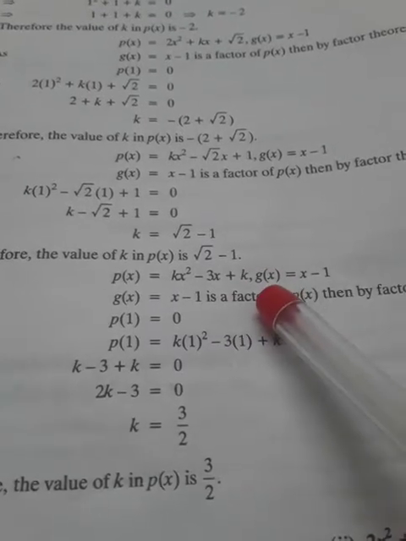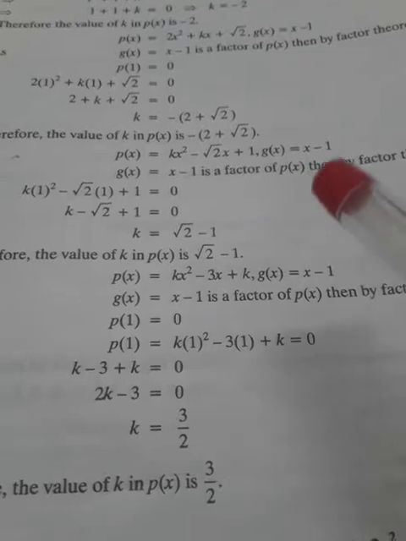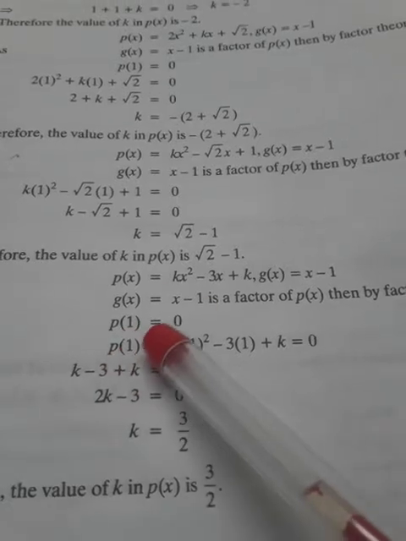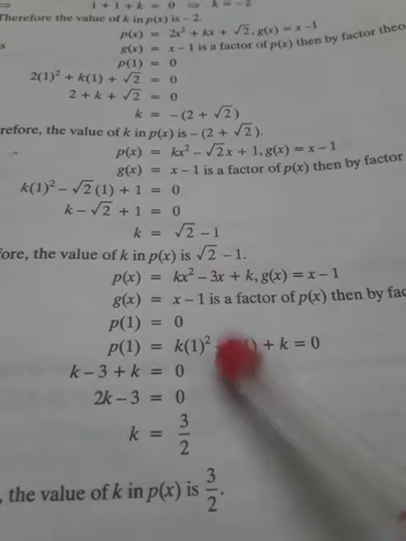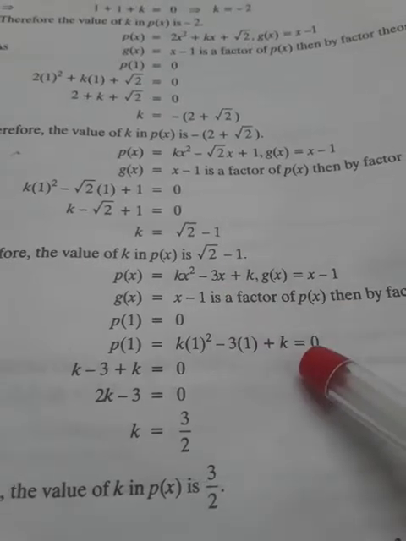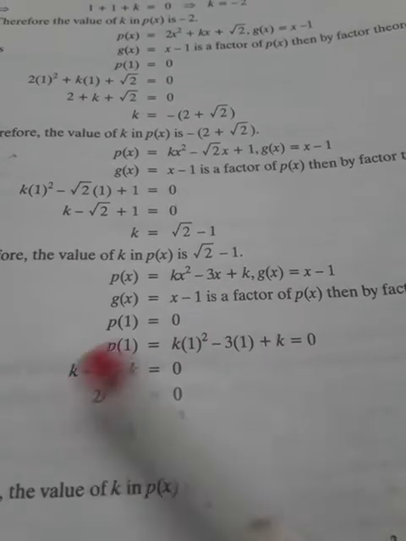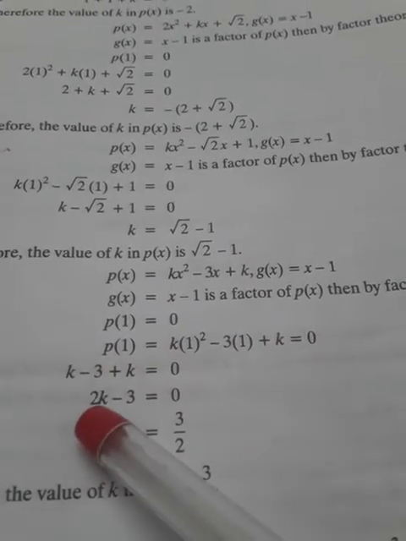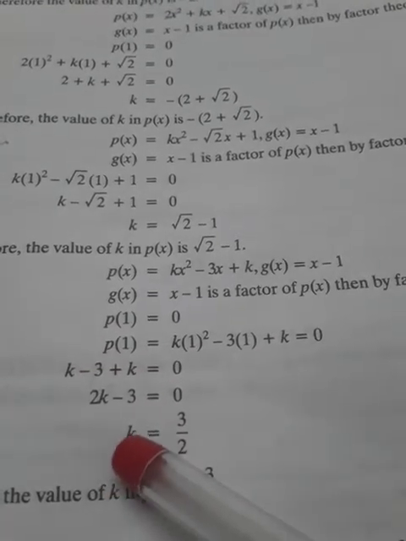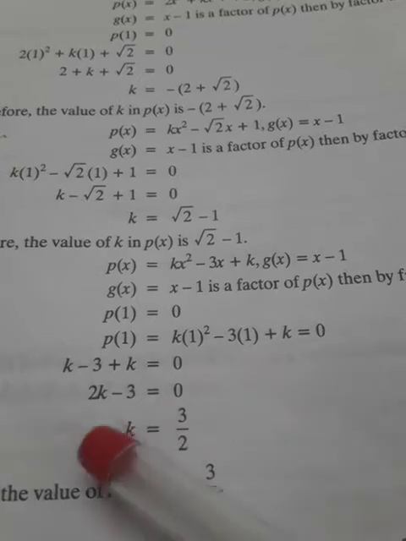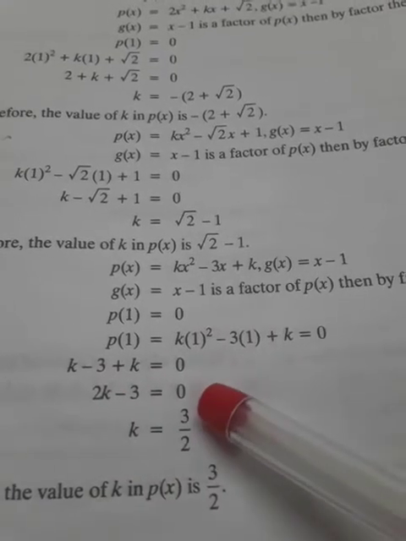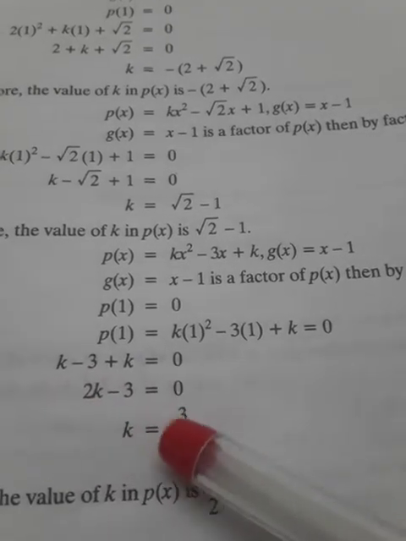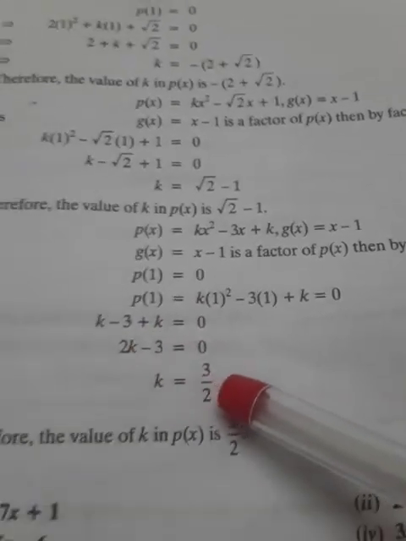Then the next question, p of x equals kx square minus 3x plus k. Here also we need to equate p of 1 to 0 because it is given that x minus 1 is a factor. So p of 1 equals 0. So k into 1 square minus 3 into 1 plus k equals 0. So k into 1 square is k, negative 3 into 1 is minus 3, then plus k equals 0. k plus k is 2k, then minus 3 equals 0. So k equals 3 by 2. First we transpose minus 3 to the right side, so it will be plus 3. 0 plus 3 is 3 itself. Then we transpose this 2 from 2k, which becomes division. So 3 by 2 is the value of k.